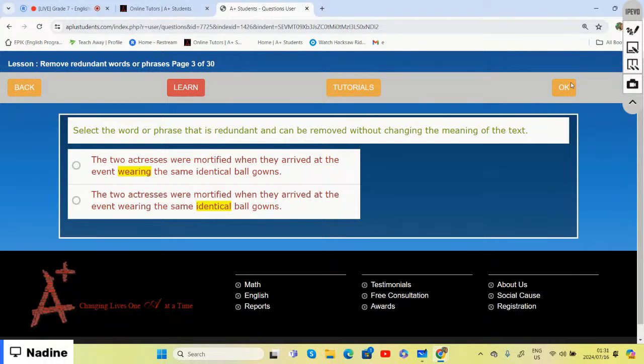They're saying we need to select the word or phrase that is redundant, that is repeated. It's almost like a repetitive word and can be removed without changing the meaning of the text. It says the two actresses were mortified when they arrived at the event wearing the same identical ball gowns. The word identical or the word wearing, which one is redundant?